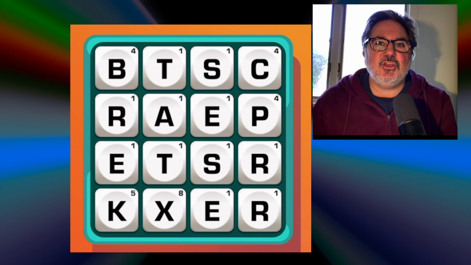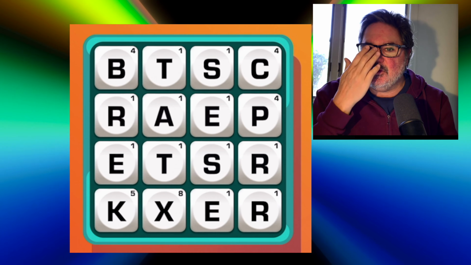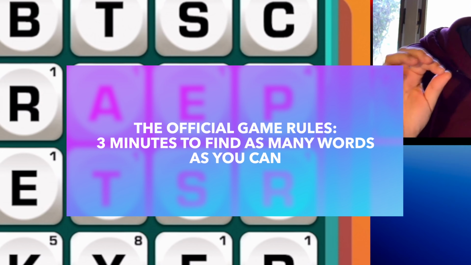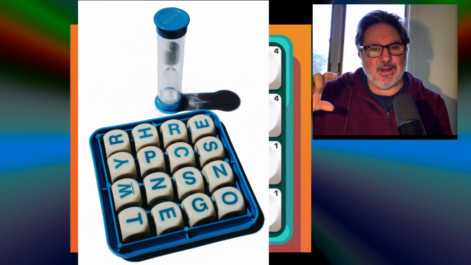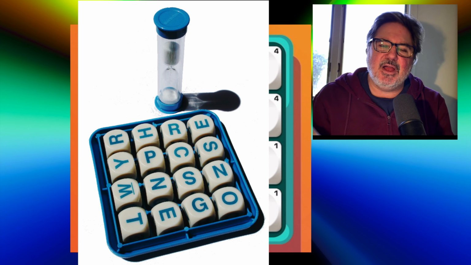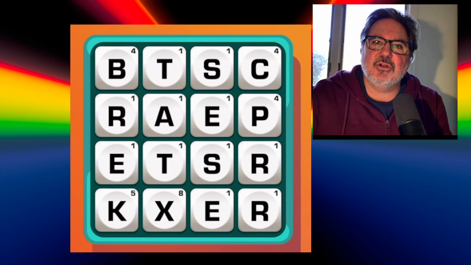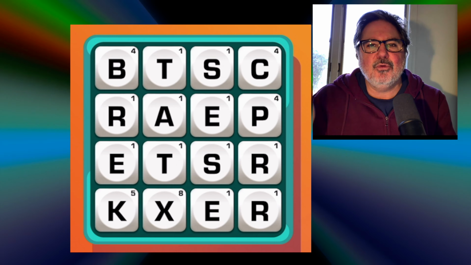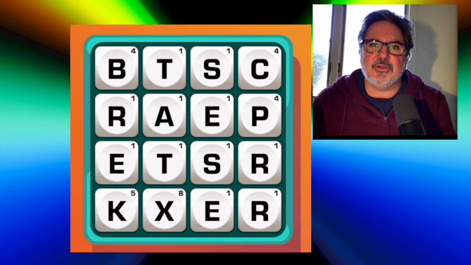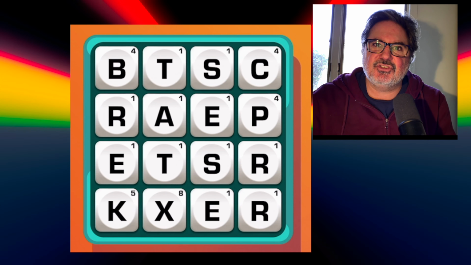You shake your thing, you put it in there, you set your timer, and you get 3 minutes to find as many words as you want. If you buy the Boggle, it comes with a little hourglass, which is like a 3-minute hourglass, but it's fine. On this laptop, you can just set your own timer. And the truth is, you could probably change your time as long as you agree with everybody at the table how long you're going to do it. The Hasbro game suggests 3 minutes.